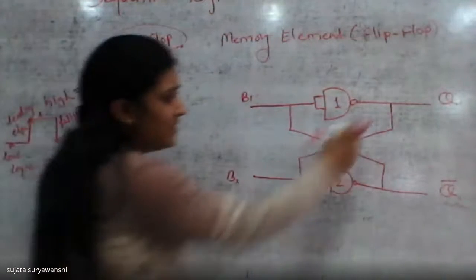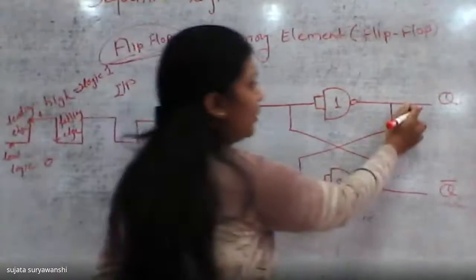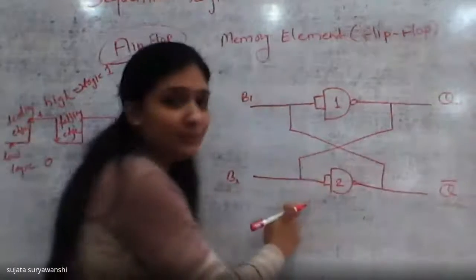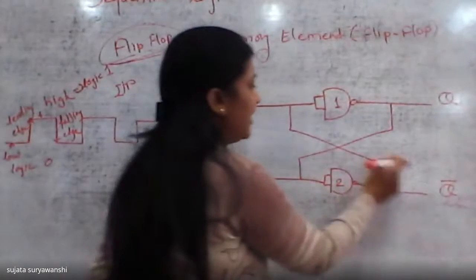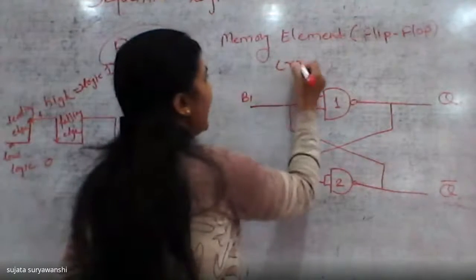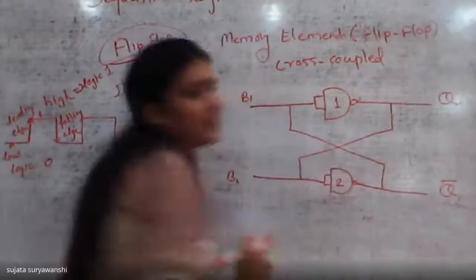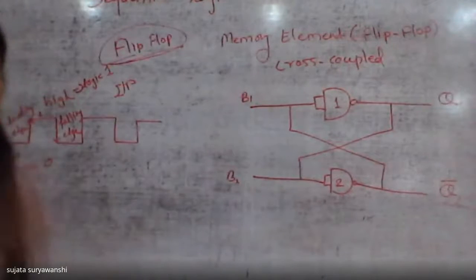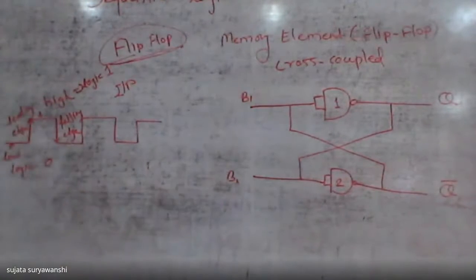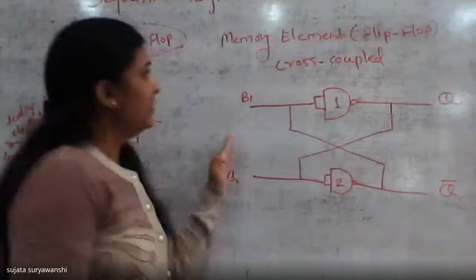Just look at this circuit. It has a cross. The output of the first NAND gate is given as input to the second, and the output of the second is given as input to the first. That's why it is also called a cross-coupled circuit. Understood? Or any doubt?